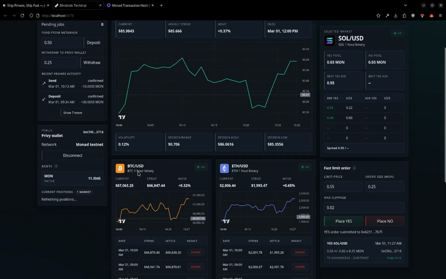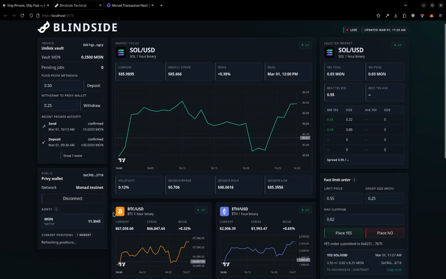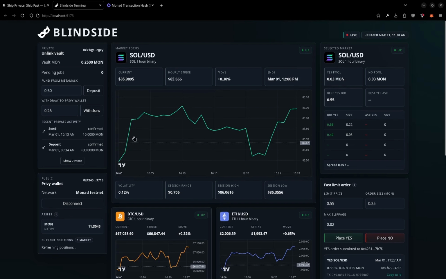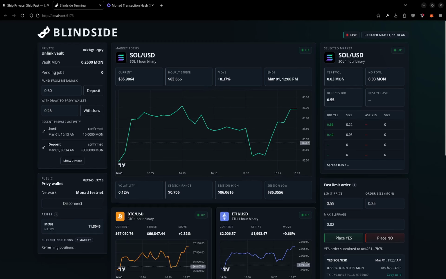So the full stack works like this. MetaMask is a public funding source. Unlink separates identity and capital flow. Privy gives us an embedded execution wallet. Monad gives us speed. And Pyth gives us both live market data and a credible oracle for resolution. That combination is what makes Blindside interesting. Private by design, fast enough to feel usable, and anchored to an external price source for market integrity.